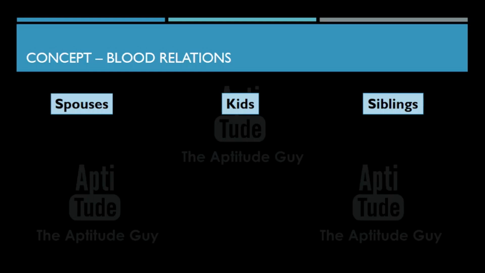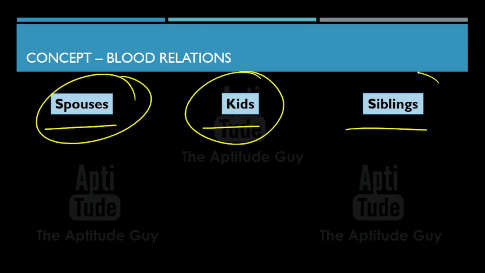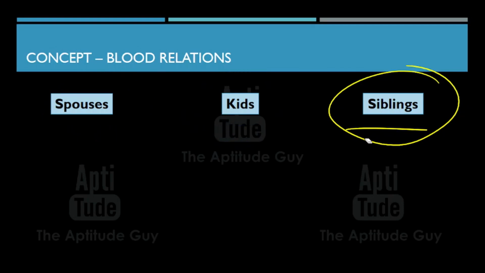Okay. Now, why am I stressing so much on these three relationships? Because these three relationships are the building blocks of blood relations: spouses, kids and parents, and siblings. Any other valid relationship can be derived from these three relationships.